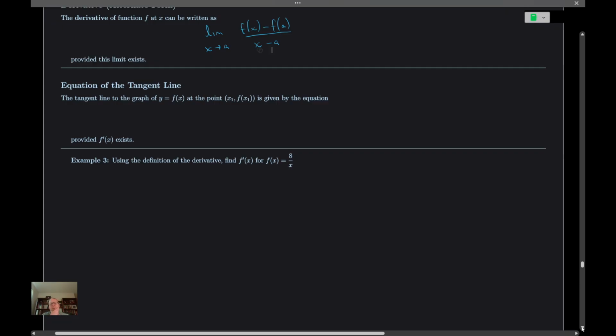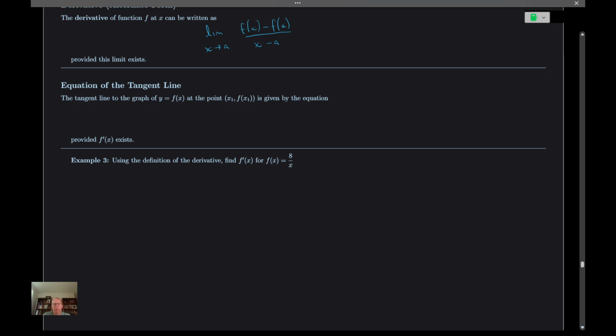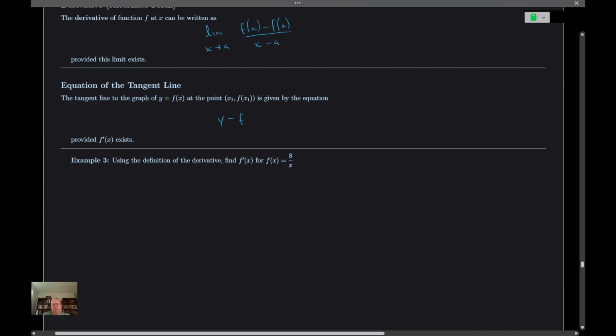Now the equation of the tangent line, if we had the graph y equals f of x, going through some point x1, is given by the equation y minus f of x1. Now, you might remember point slope form of a line that you do in algebra all the time, y minus y1 equals m times x minus x1. So we have the slope there, and then the point is x1, y1. This is going to be the same thing. So the point is not x1, y1, it's x1, f of x1.